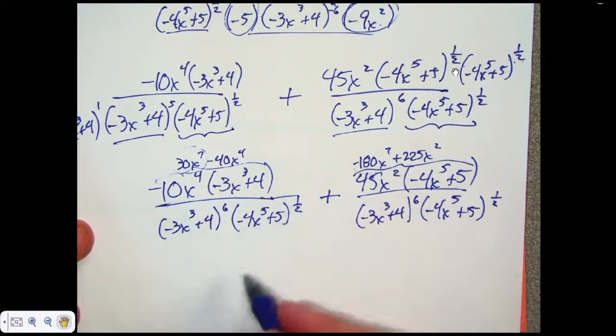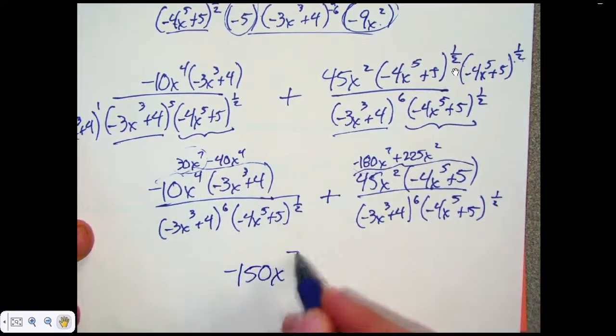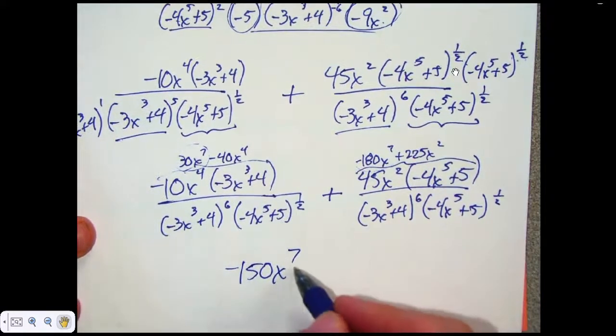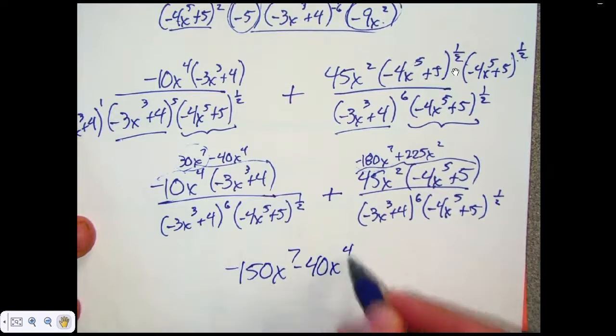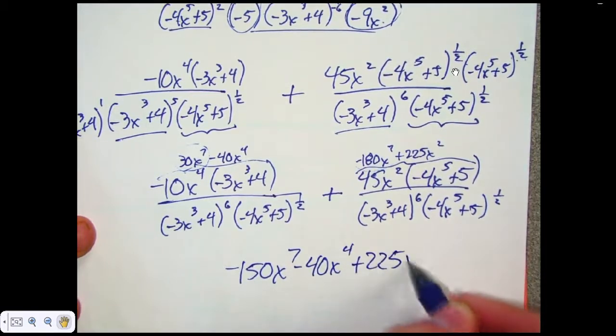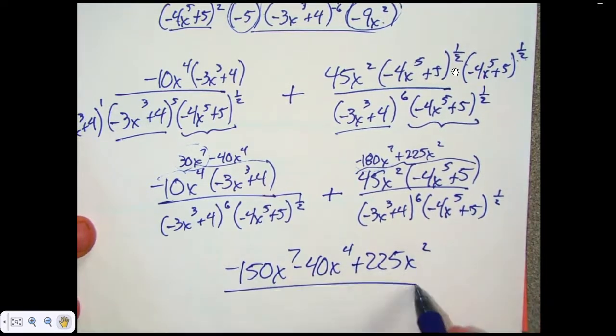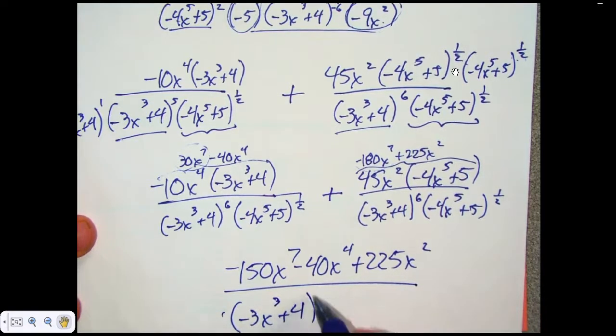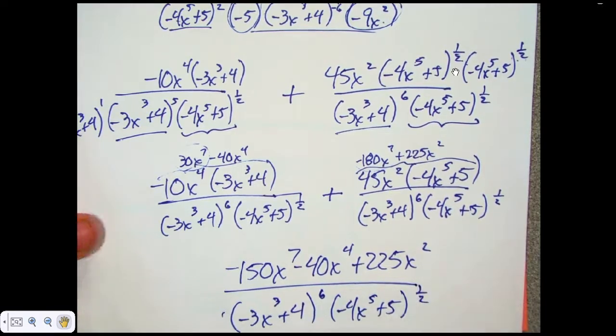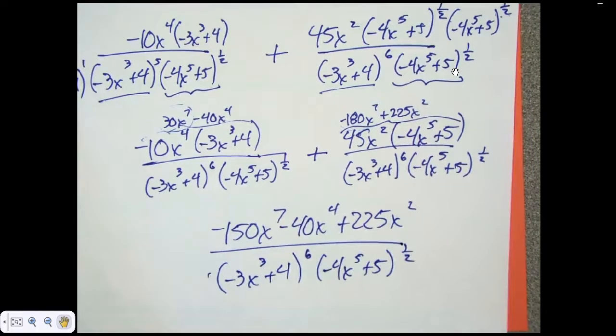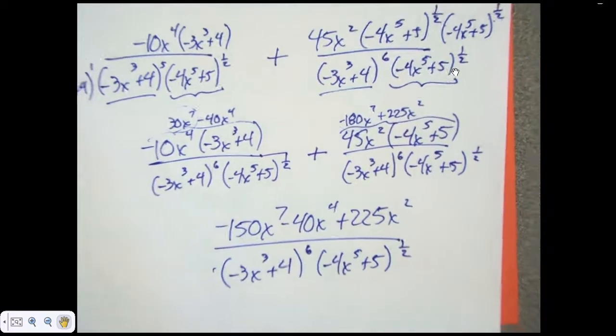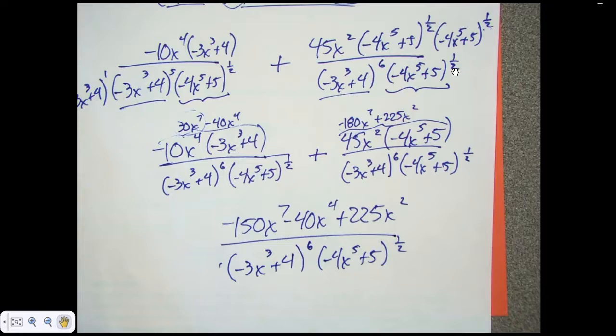30 and a negative 180 is negative 150x to the 7th. Negative 40x to the 4th and the 225x squared don't have like terms. And then the denominator stays the same. And there we go. So we got 1 term, we added up our common denominator, and we're done. All right, that's a tough one. A lot of chances to make mistakes, so you're just being as careful as you can.